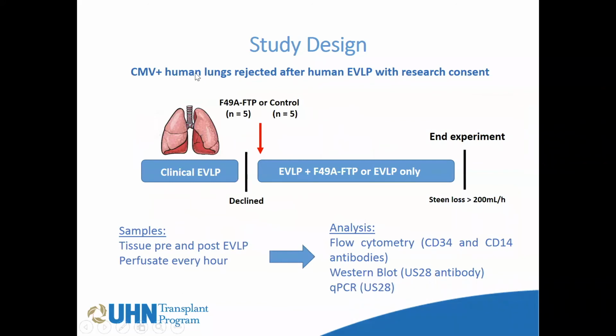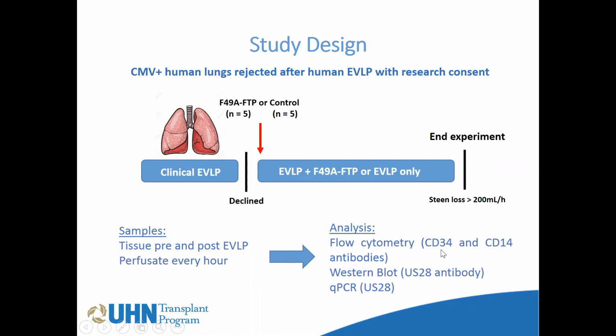So this is the study design for that set of studies. This time we're using CMV seropositive human lungs that were rejected for transplant. They have research consent. So they're getting clinical EVLP and they're rejected for transplant. And then we deliver either the toxin or a control. And then we continue doing EVLP for another 6 hours or as long as the lungs can tolerate it. And then we collect tissue pre and post EVLP as well as perfusate.